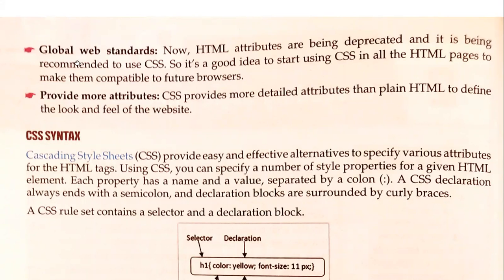Now I am going to tell you about global web standards. Global web standards mean that if we are applying CSS to our web page, then we are following the web standards. We are following the ethics of how to design a CSS or an HTML page. Provide more attributes. If we use CSS with the help of HTML, then it will enhance the HTML, as I have told you, but it also provides you some extra, detailed attributes in your HTML web page. So I hope that you have understood the advantages of CSS. Please go through it thoroughly.